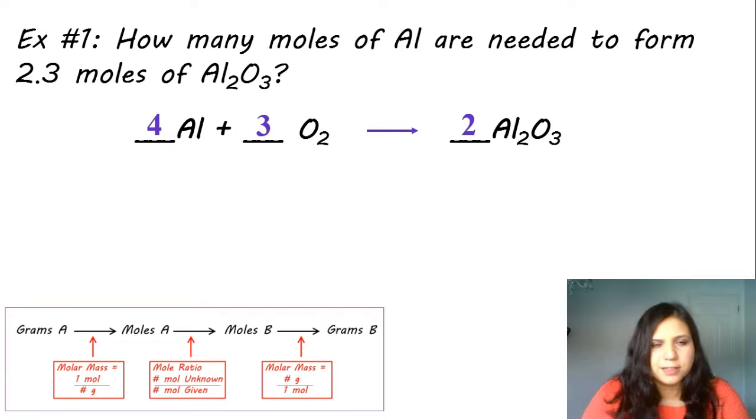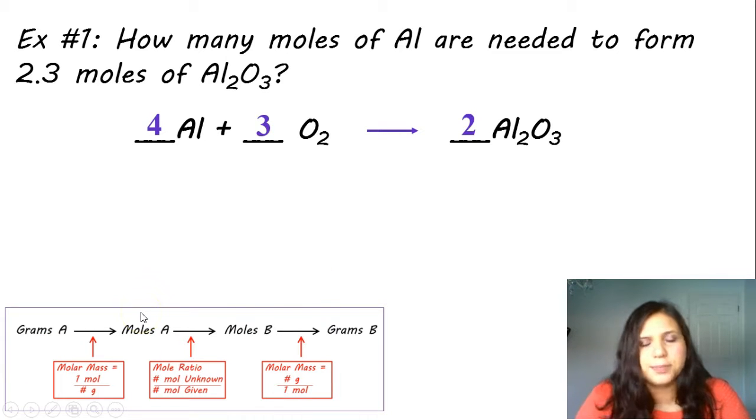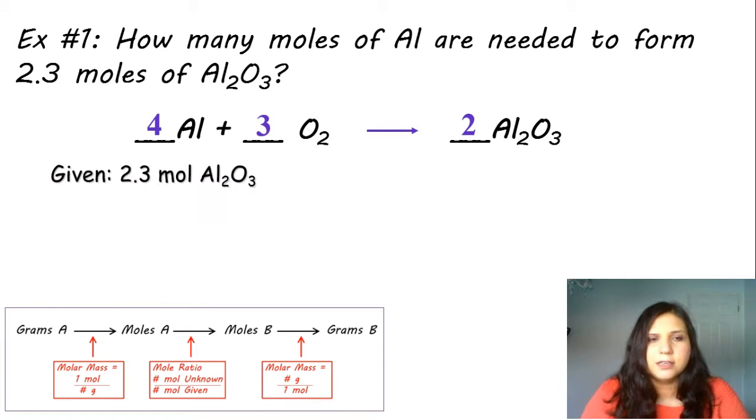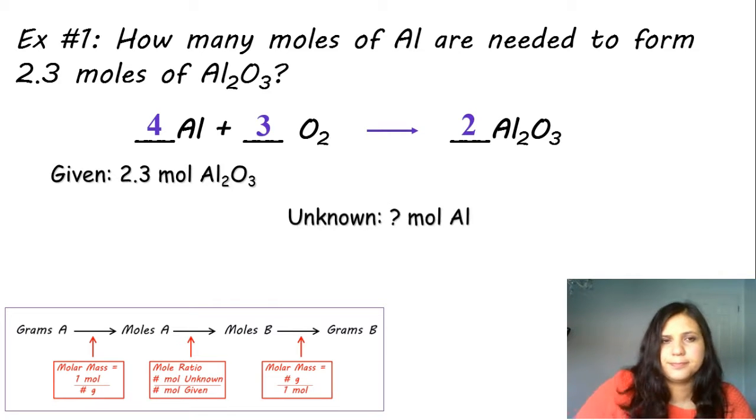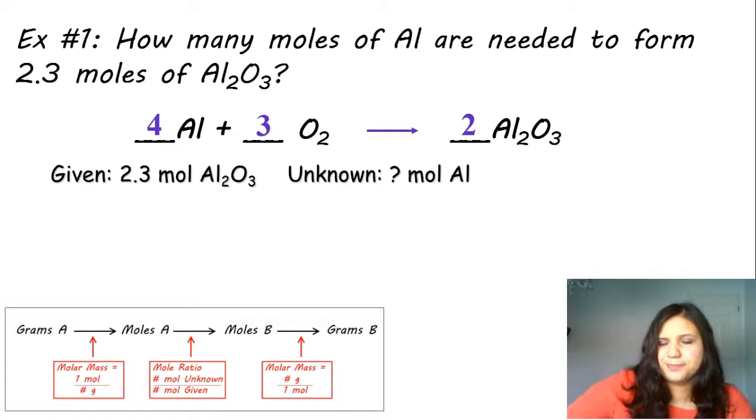All right, we have the mole map here that you already have drawn. So we're just going to refer back to this. Our next step is to identify the given, the unknown, and the number of steps that we're going to need. So for the given, it's the number and all of its units, 2.3 moles of aluminum oxide, and the unknown is the number of moles of aluminum. Okay, so this is how many moles.